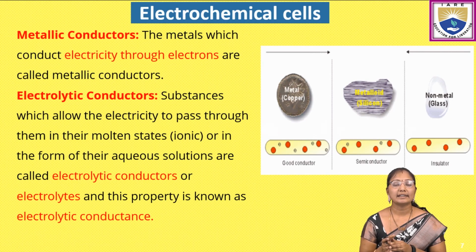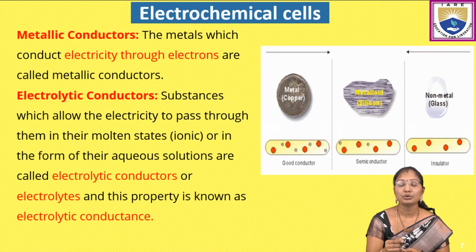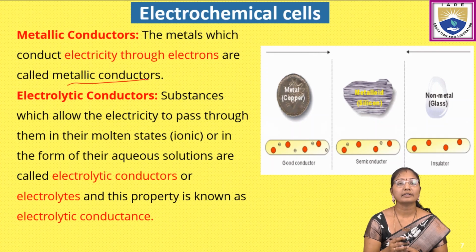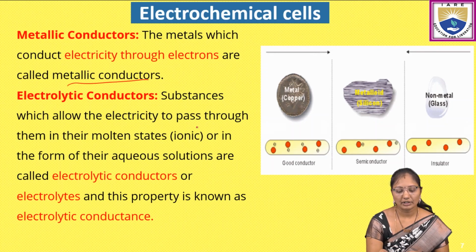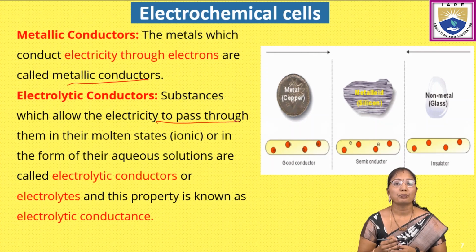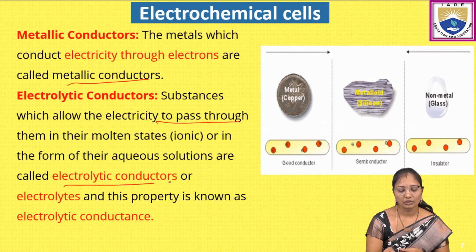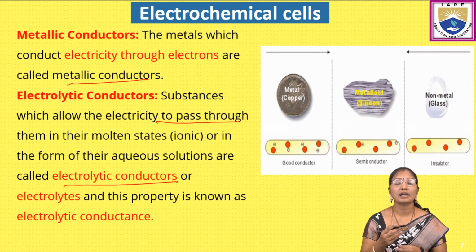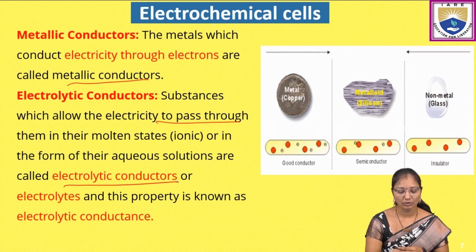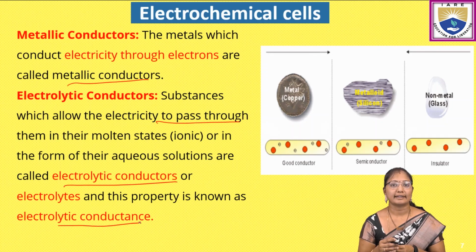So the metallic conductors conduct electricity through the flow, through the movement of electrons, and are called metallic conductors. The electrolytic substances are those which allow electricity to pass through in ionic or aqueous solutions. They are called electrolytic conductors or electrolytes, and the process is called electrolytic conductance.